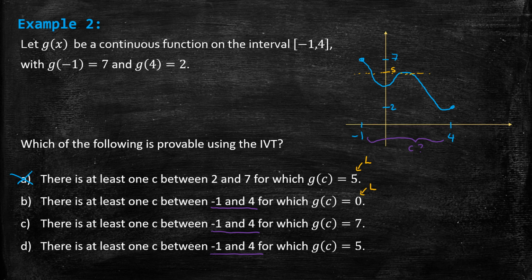So let's come up here for one moment and remember that the L value we choose, the only time we can guarantee with the IVT is if that L value lies between 2 and 7.